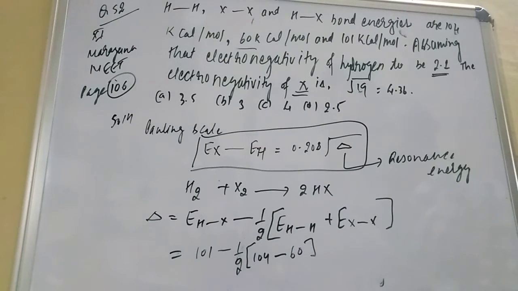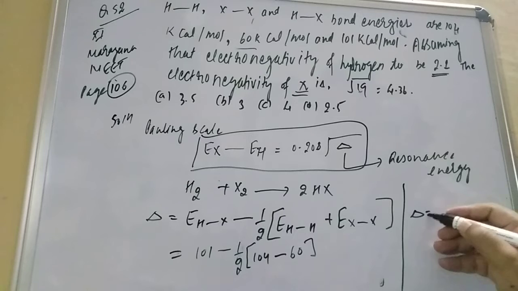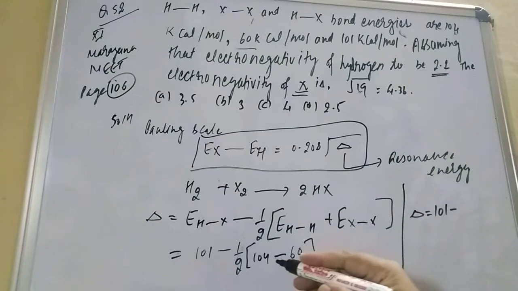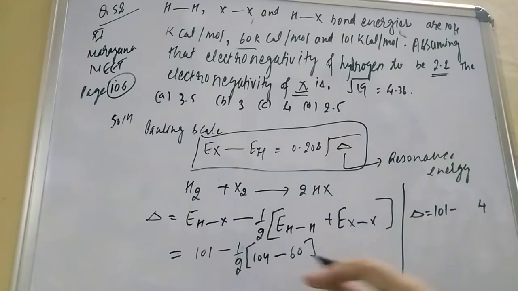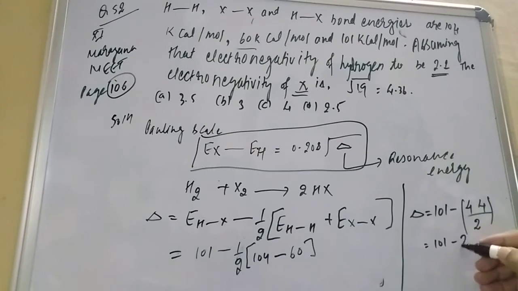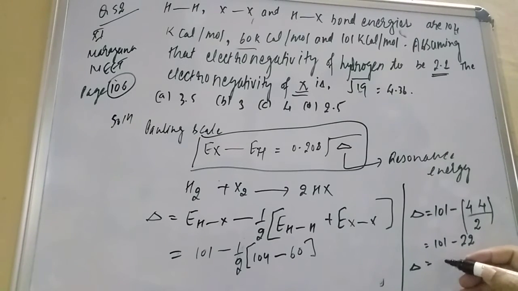Now go to the next step and try to calculate the value of delta. Here I am writing this, you try to understand. Delta is equal to 101 minus, in the square bracket, 104 minus 60, which comes to 44. 44 divided by 2 is 22. So 101 minus 22 equals 79... it is coming 90.